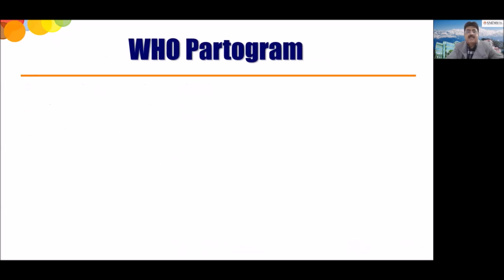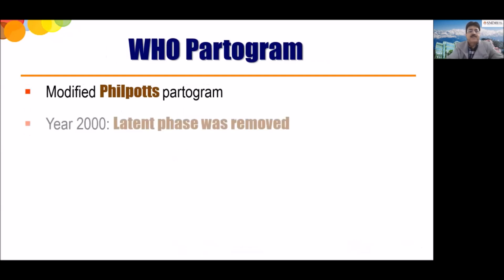But then the WHO recognized there was a need for modification, and the modified Philpot partogram is the one which we are now using. It doesn't have a latent phase. It was removed in the year 2000, because the latent phase is of indefinite duration. Sometimes it can be 6 hours, 8 hours, 12 hours, 24 hours. We can't be sitting and plotting the partogram. So the latent phase was removed in 2000.